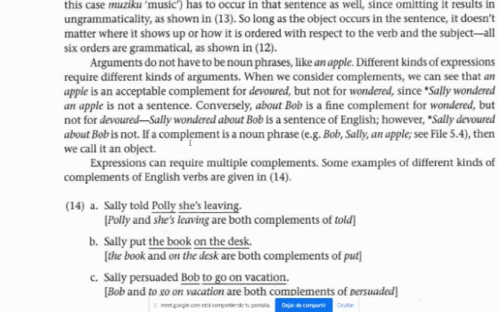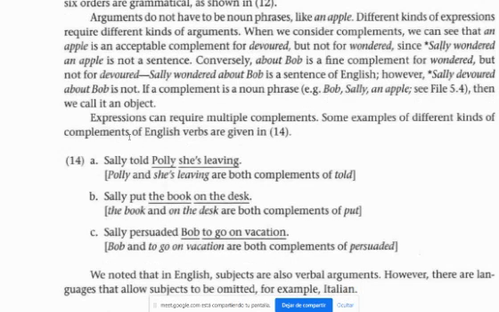So co-occurrence means that there are words that can co-occur with some verbs and some expressions, but there are others that don't. That is co-occurring. For example, Sally told Patty she's leaving. Sally put the book on the table. Put is a verb that needs 2 arguments in this one. Because if I say, Sally put the book, on the table.